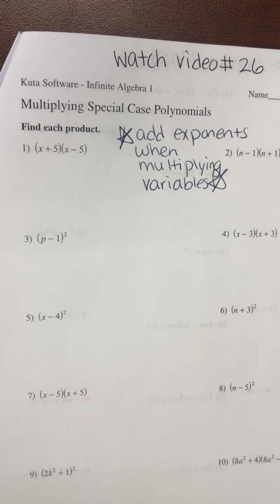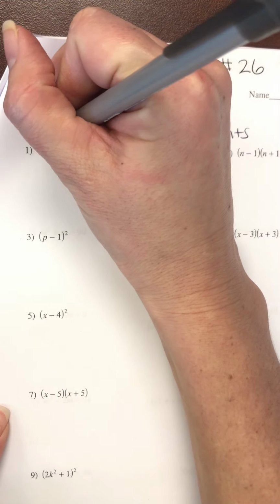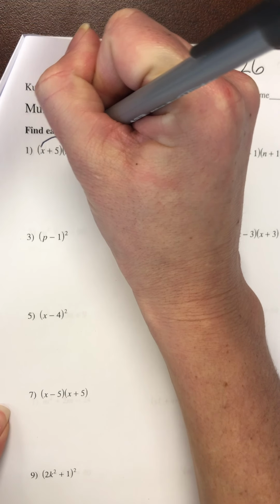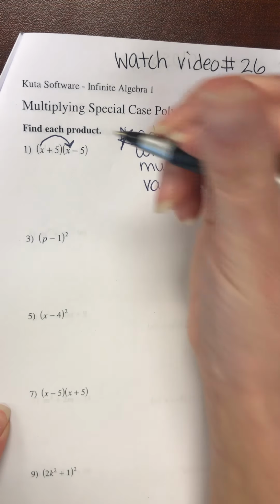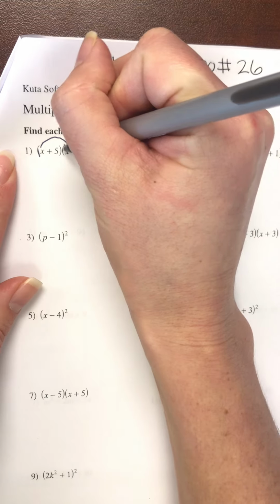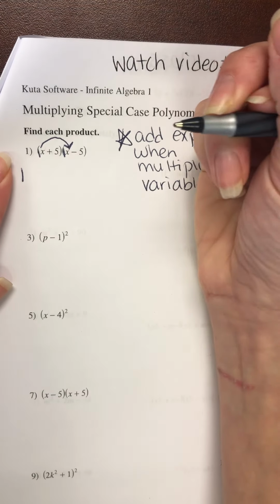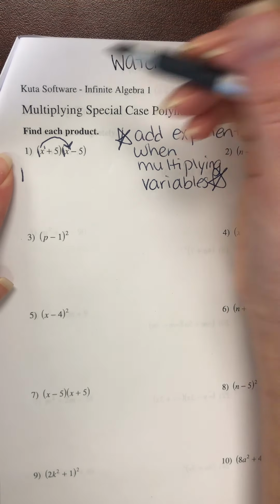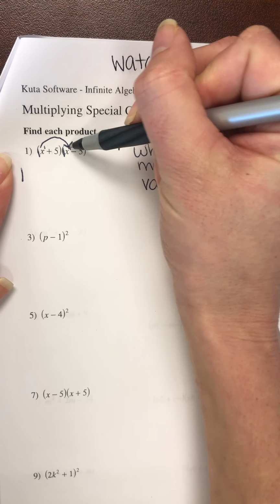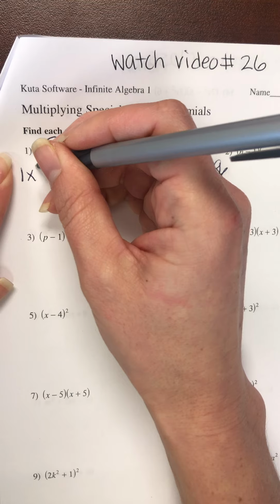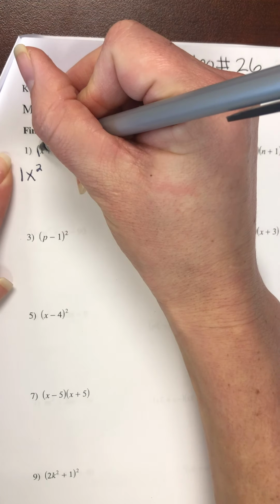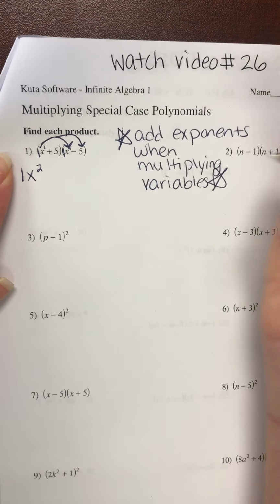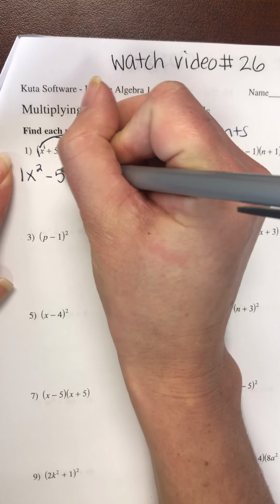So if you take a look at number 1, they give us x plus 5 times x minus 5. So we're going to do our double distribution again. So x times x would give me, I have 1s in front of each x, so 1 times 1 is 1. I have 1s as my invisible exponents. Remember, we add our exponents, so x to the first times x to the first, 1 plus 1 is 2. Then we have x times negative 5, which would give me negative 5x.